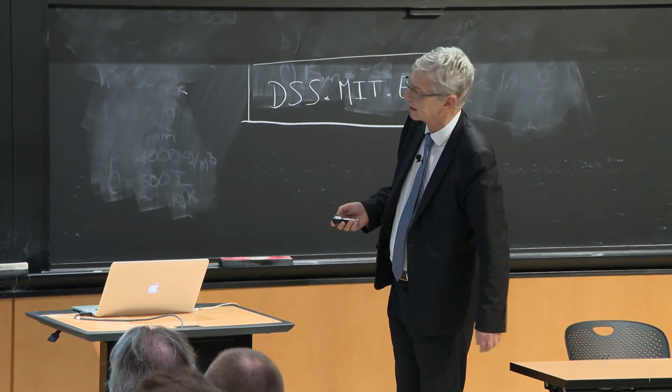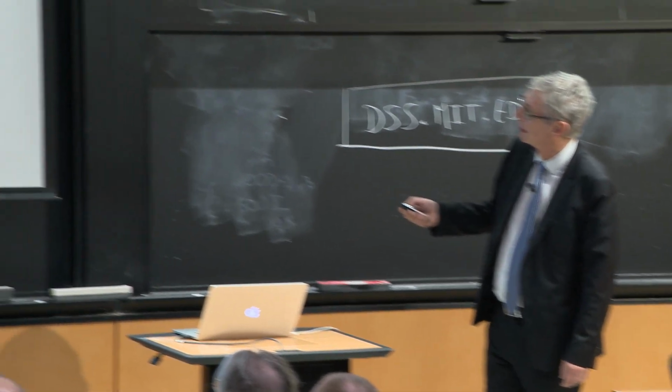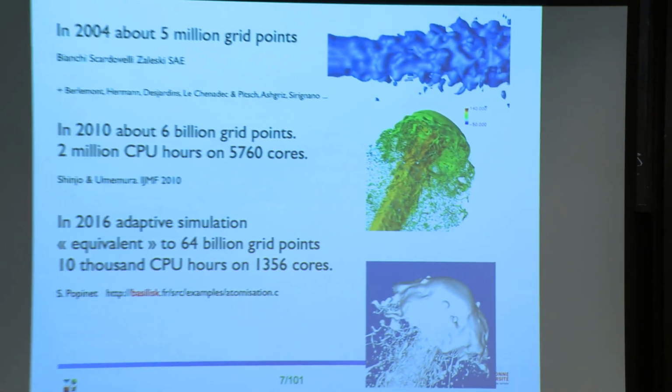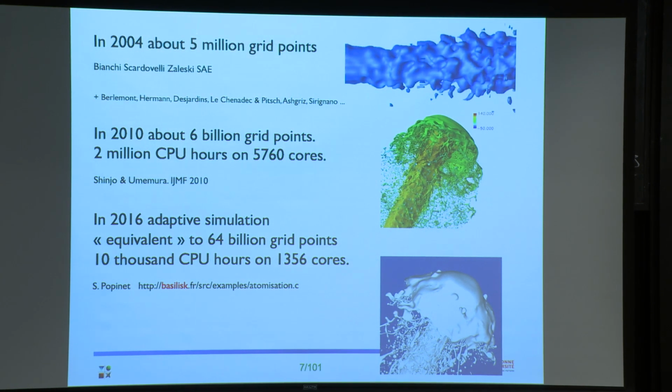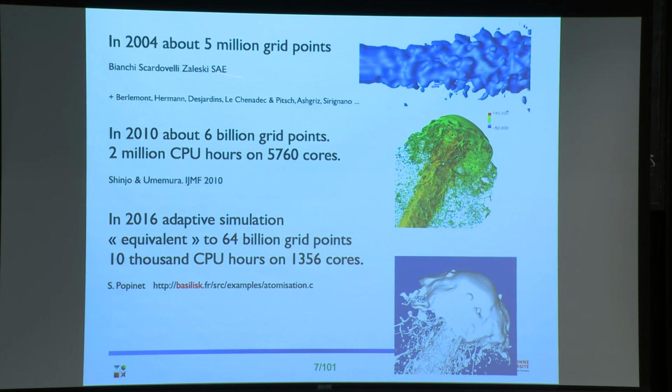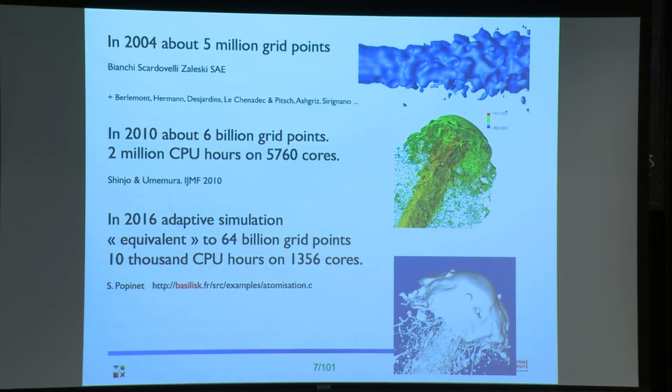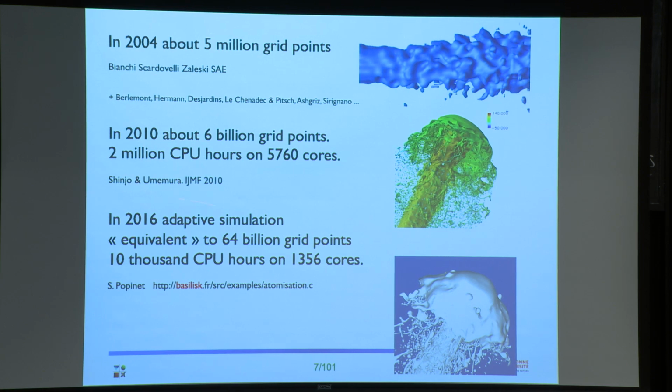And we have fantastic means to study that using numerical simulations. Perhaps this is among the most impressive progresses in fluid mechanics, the progress that simulations has allowed. In 2004, we had 5 million grid points, and we got these shapes which are essentially wrong. I mean, this is not the way the jet should look. It's essentially the same jet done by Shinjo and Umemura on 5,000 cores, took 2 million CPU hours, has 6 billion grid points 6 years later. And 6 years later again, we had only 10 times more grid points this time, but it was done much more cheaply, maybe 3 orders of magnitude more cheaply.